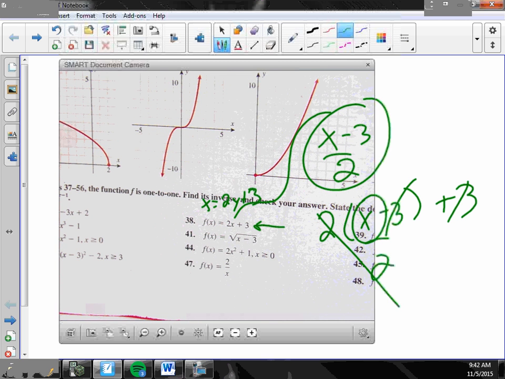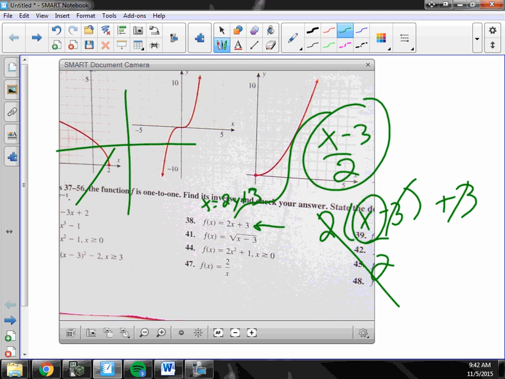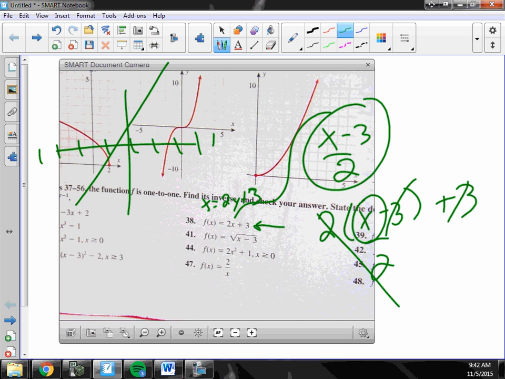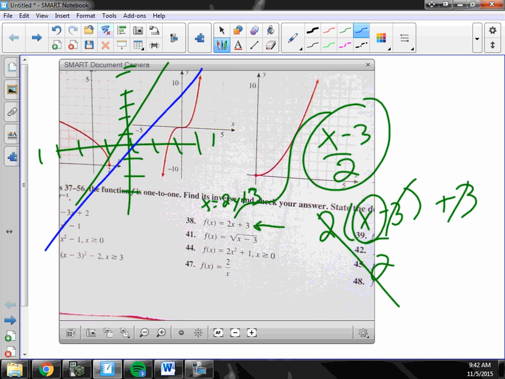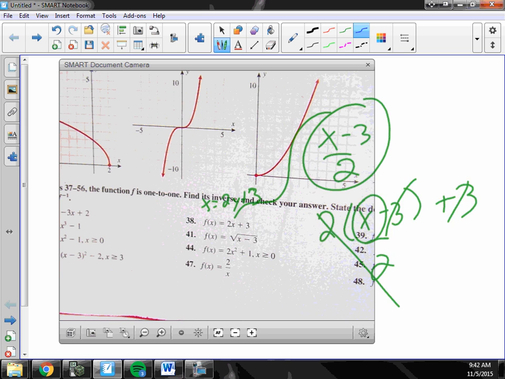What is the domain of the original? All real numbers. Okay, if you graph that, it's a straight line that looks like this. All x values show up. What is the range of the original? All real numbers, because all of the y's show up. So when I do the reflection, the new domain of this line right here is all real numbers because the original range was all real numbers. So that one ended up being really easy.